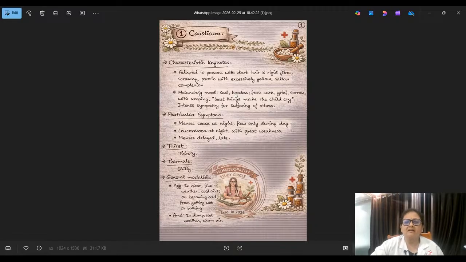Other people will think, okay, you just hit the dog, it went away, that's all. But the Causticum patient will think so deeply that the stone hit the dog in some place, the dog is in pain. Even the dog would have forgotten, but the Causticum patient will remember. That is the intense sympathy for the suffering of others. That is the intense sympathy of Causticum, and she will suffer because of that.